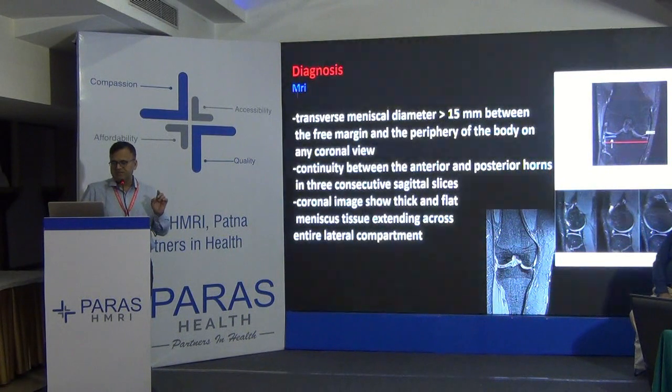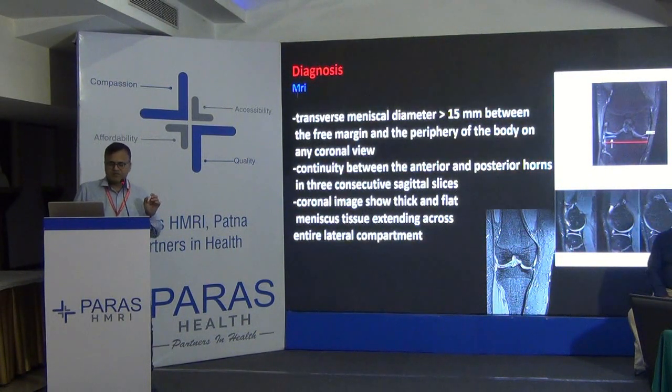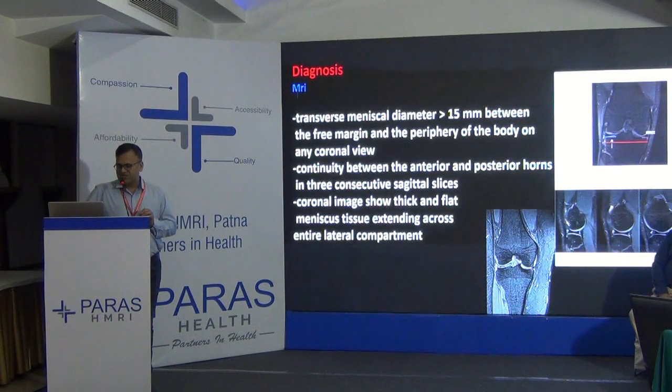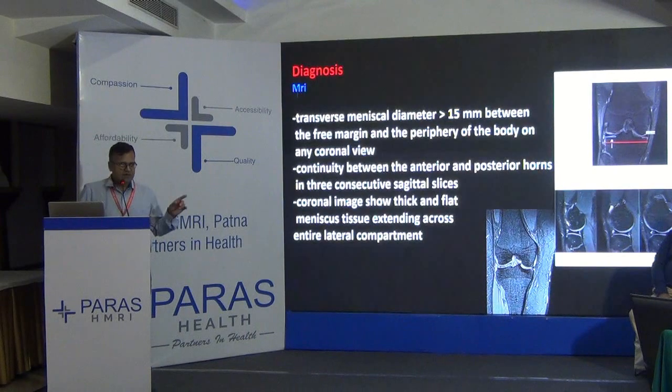The MRI confirms the diagnosis when the transverse meniscus diameter is more than or equal to 15 mm between the free margin and the periphery of the body on the coronal view, and there is continuity across three consecutive sagittal slices. You can see both the anterior and posterior horns, and then definitely the signal comes to mind that there is a discoid meniscus. The coronal image shows thick and flat meniscus tissue extending across the entire lateral compartment.